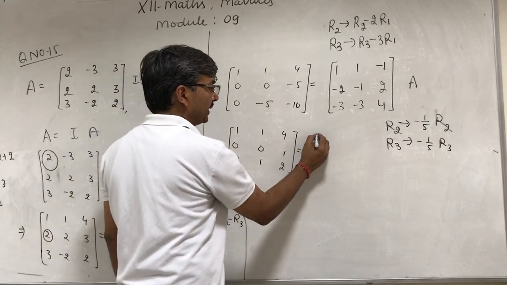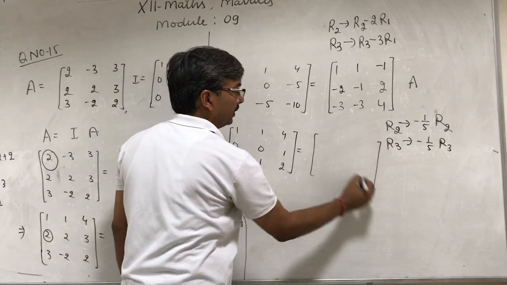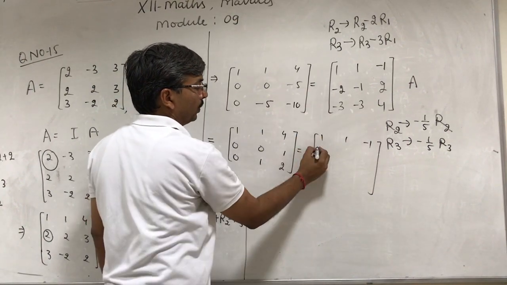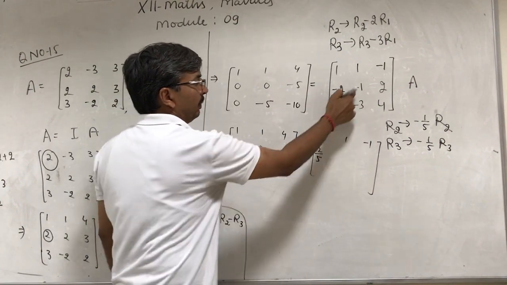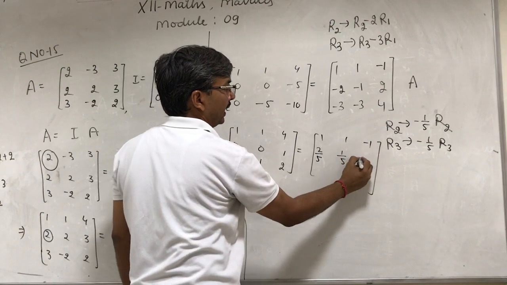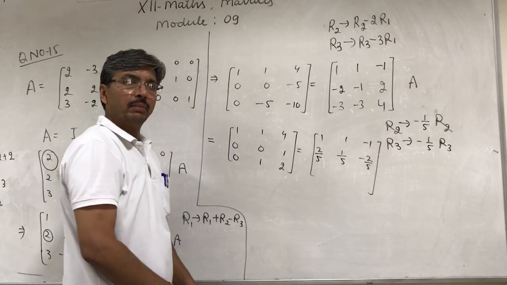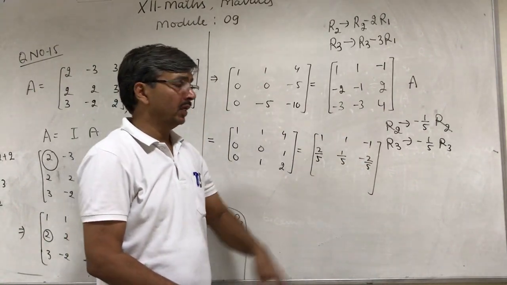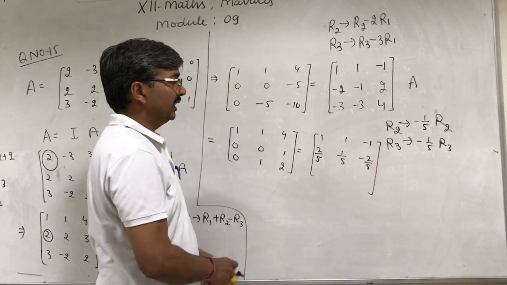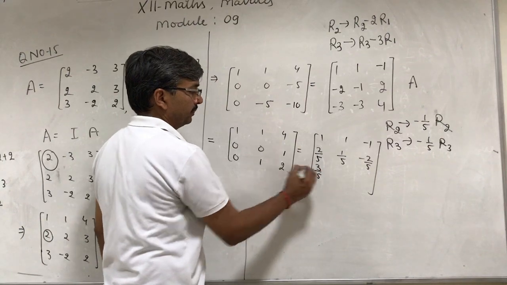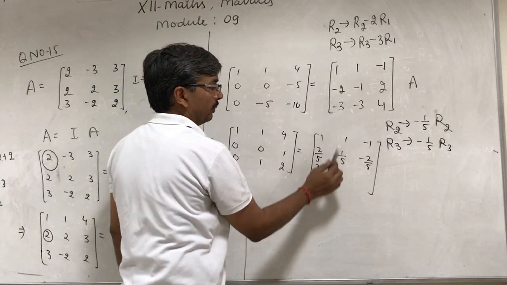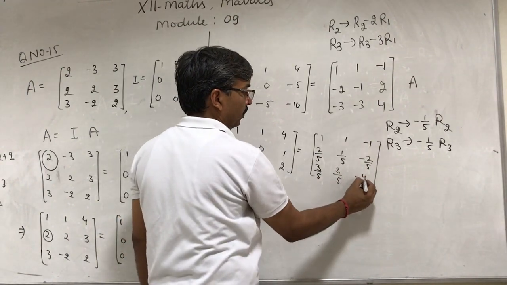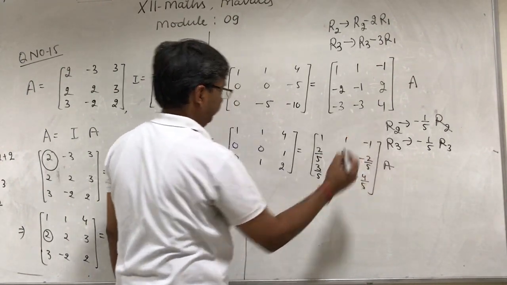The same operation in the right hand side. 1, 1, minus 1. This will become 2 upon 5. This will become 1 upon 5. And minus 2 upon 5. Multiply by minus 1 upon 5 to R2. And multiply by minus 1 upon 5 to R3. This will become 3 upon 5, 3 upon 5 and minus 4 upon 5 into A.